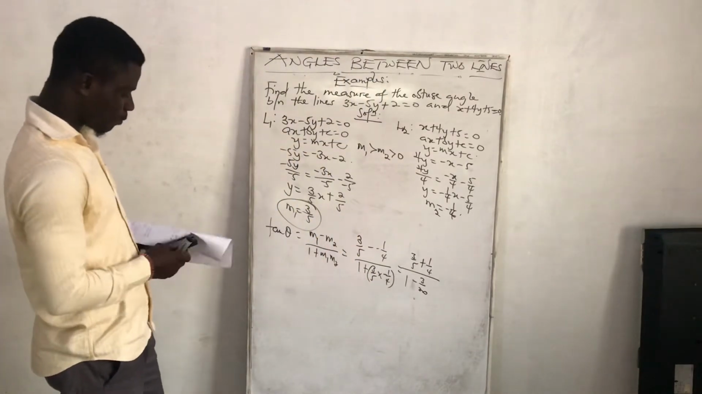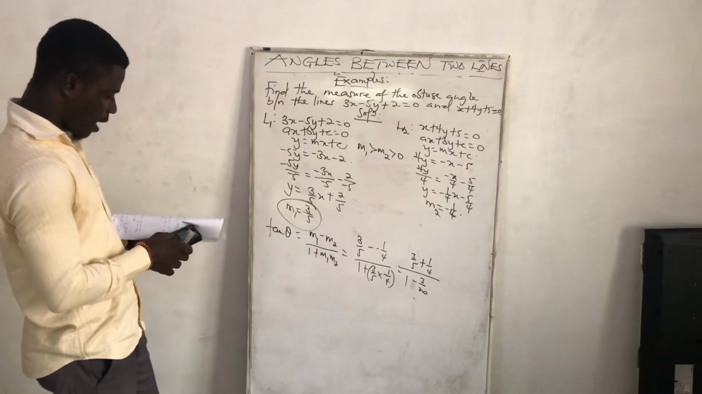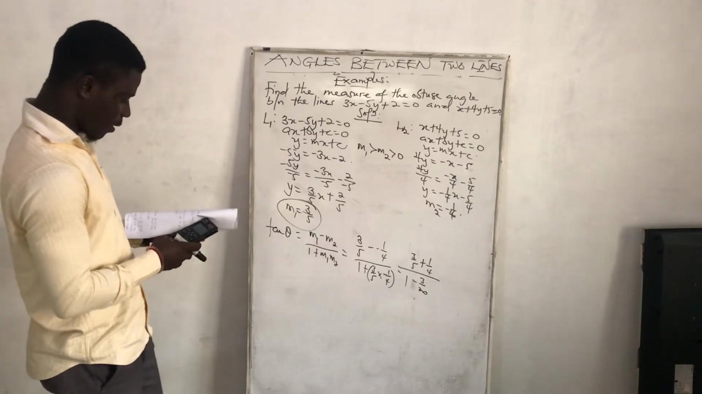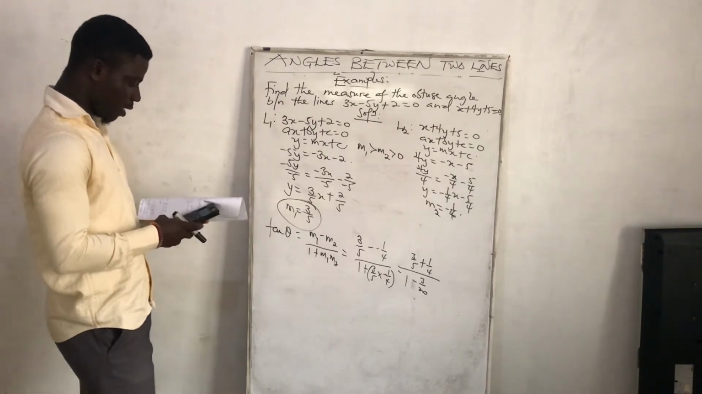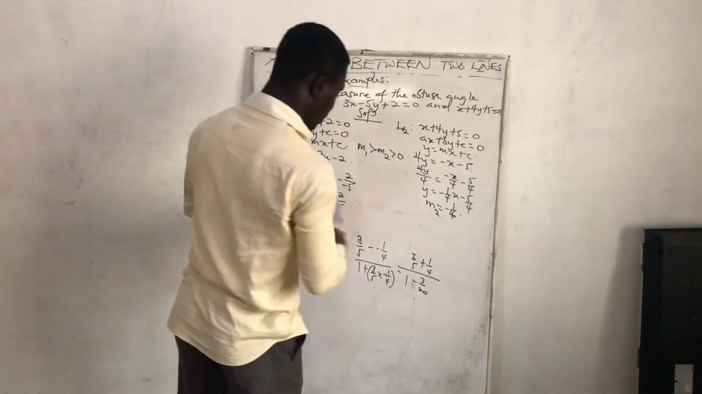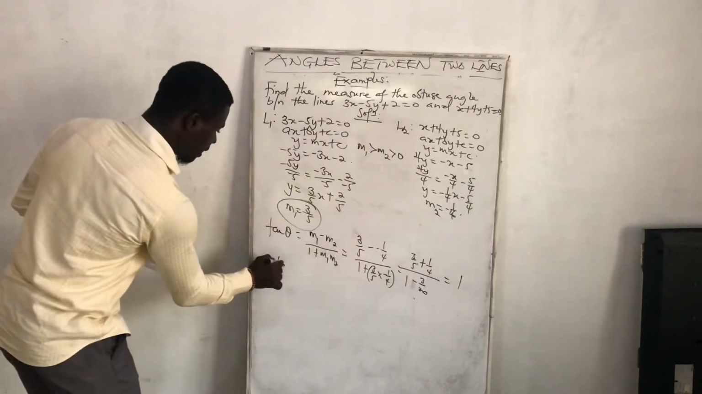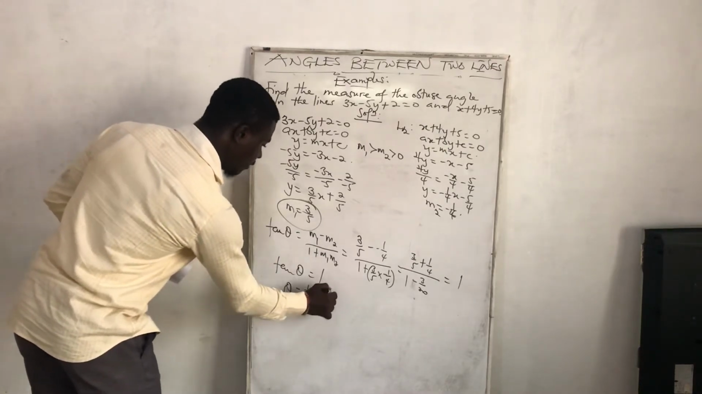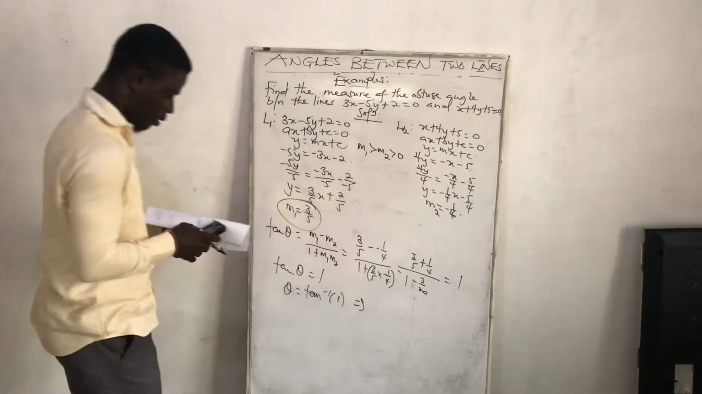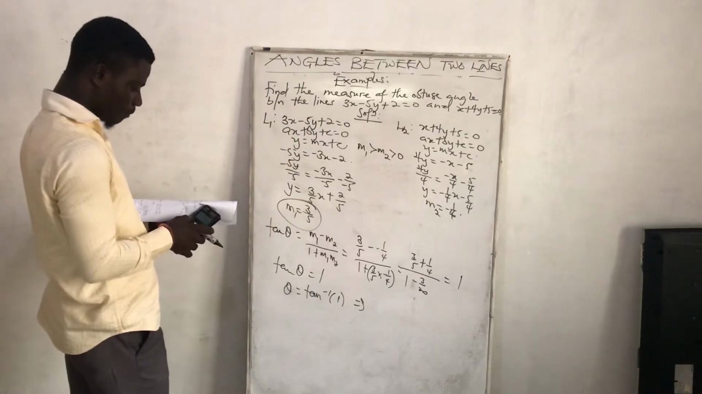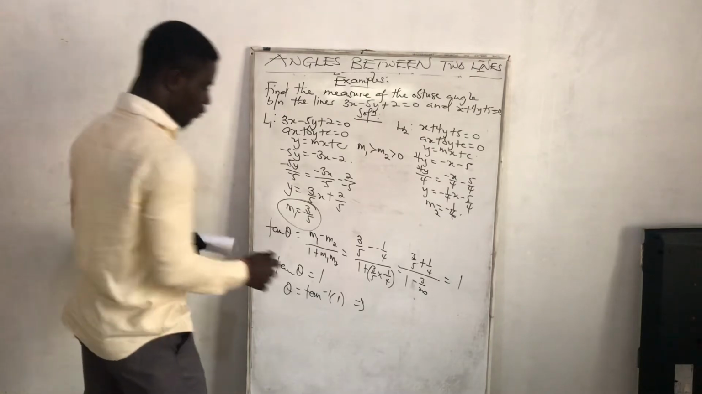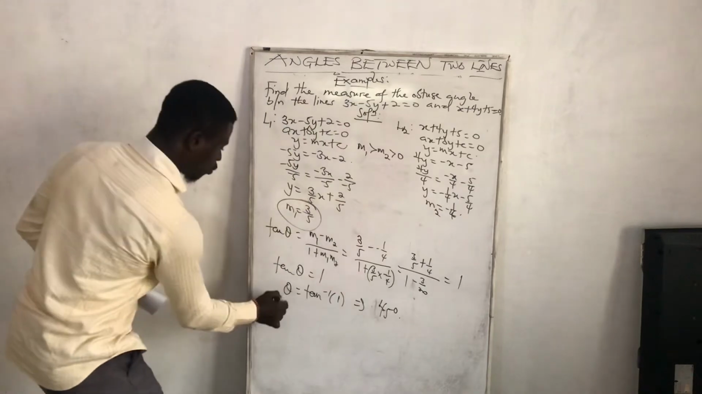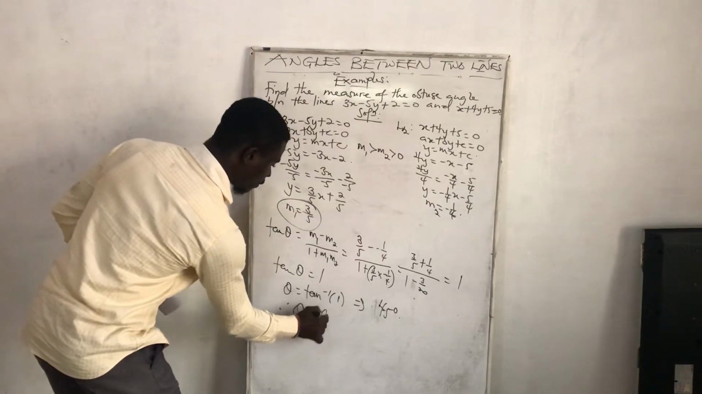So let's see. 3 on 5 plus 1 on 4, then 1 minus 3 on 20. The answer will be 1. So tan theta is equal to 1. Then theta is the tan inverse of 1, which is 45 degrees. So therefore, theta is equal to 45 degrees.